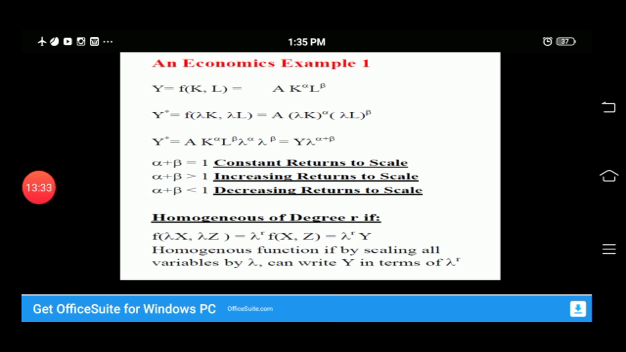Next, homogeneous of degree r: if function of lambda x comma lambda z is equal to lambda^r function of x z, which is equal to lambda^r y. A homogeneous function, by scaling all variables by lambda, we can write y in terms of lambda^r.